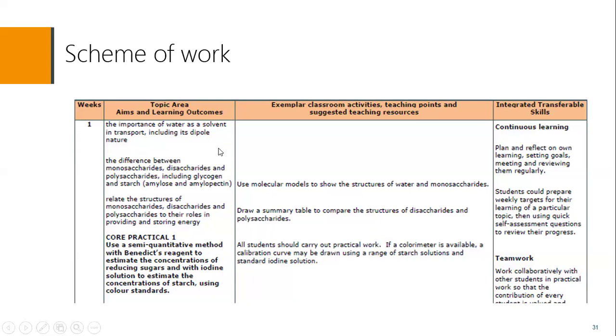It gives the aims and learning outcomes. It gives examples of what you could teach. And then in the 3rd column, it lists the transferable skills that can be introduced when you're teaching this particular unit. It's not a definitive document. You don't need to teach the course as detailed in the scheme of work.